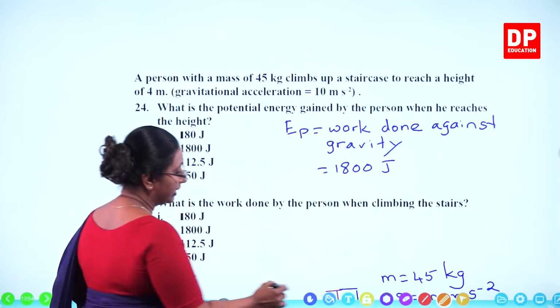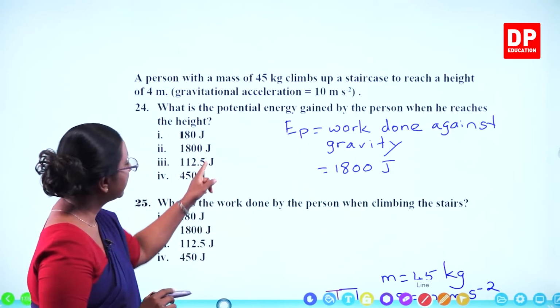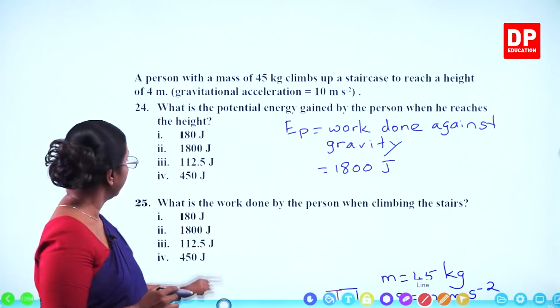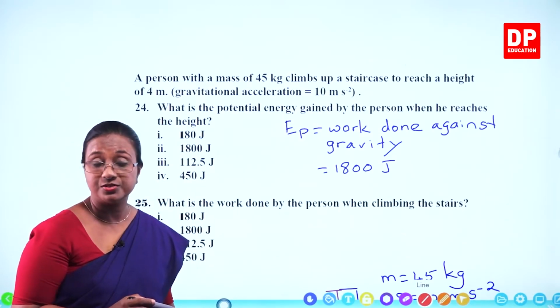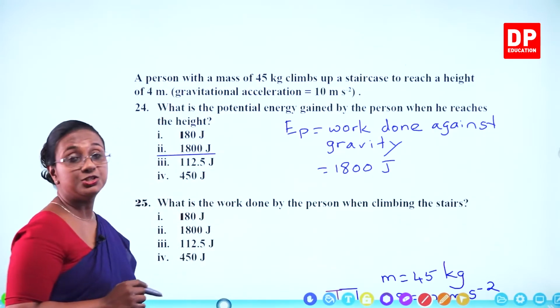So we need to find that answer. 180 joules? No. 1800 joules? Correct. 112.5 joules? No. And 450 joules? That is also incorrect. So it should be 1800 joules.